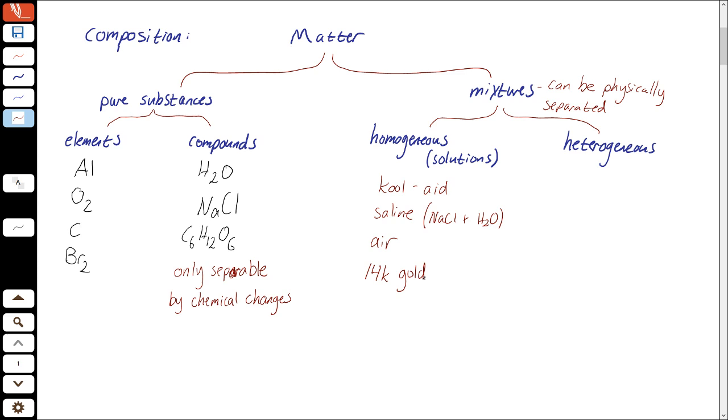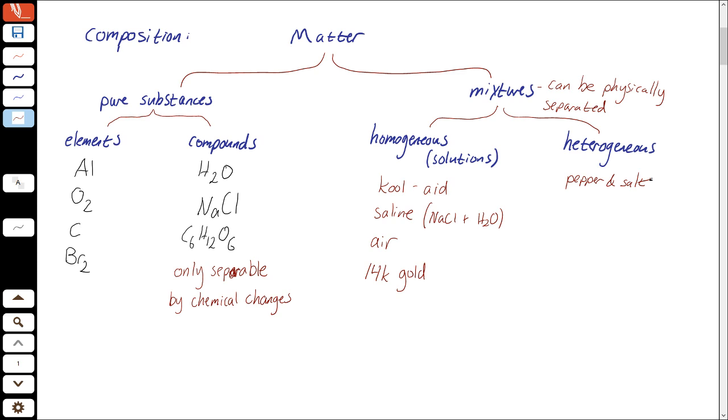Pepper and salt. Okay. So if you made a mixture of pepper and salt, you could see the pepper, you could see the salt, and you could physically separate them without changing those compounds, right? Now that's another interesting one, because I think that could actually go in either category depending on how you look at it.